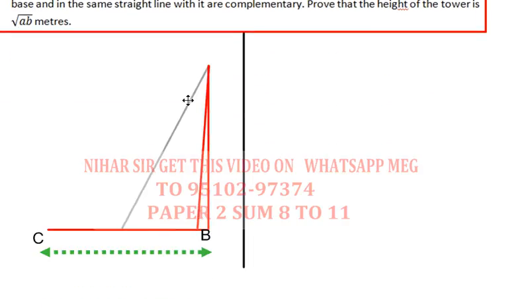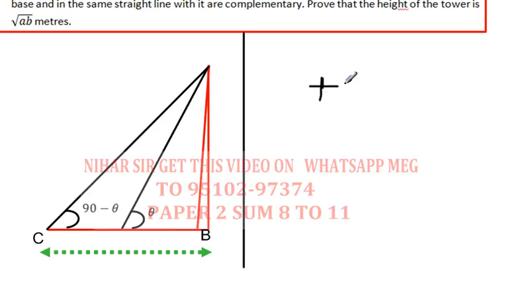Now this is 1, this is 2, and these two angles are complementary. What are complementary angles? Complementary angles are the angles whose sum, whose total, is 90. So if I take this angle as theta, this will be 90 minus theta. How? Because if I add two numbers and it gives me 90, and I know one is 30, then I can definitely tell the second one is 60. So how did I find 60?